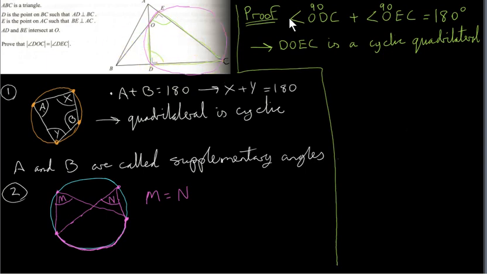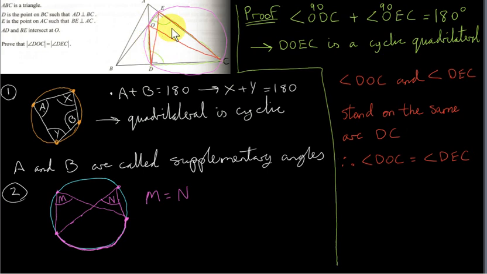By the way, if ODC and OEC sum to 180, then the other pair of opposite angles also sum to 180. So angle DOE, which is this angle here, plus angle DCE, which is this angle here, must also sum to 180, because the four angles in a quadrilateral sum to 360 degrees. But we don't have to look at those two angles. The next thing we noticed, as I mentioned earlier, is that angle DOC and angle DEC stand on the same arc. They stand on this arc of the circle.